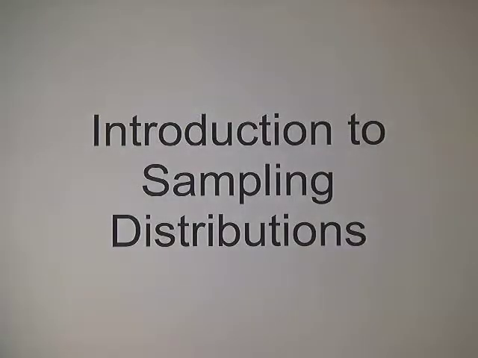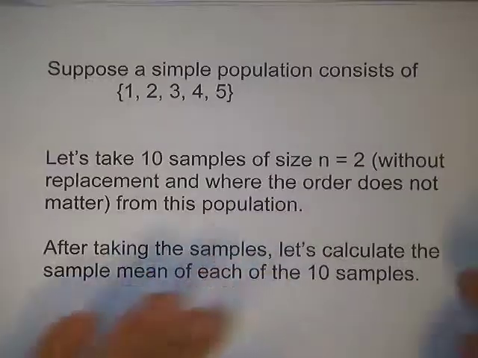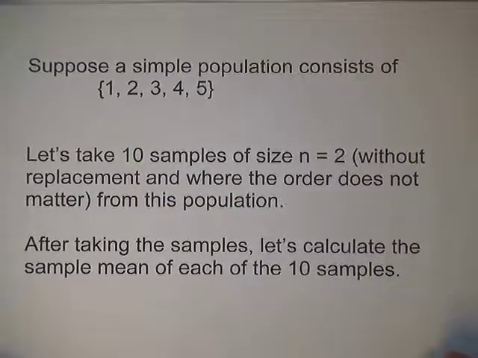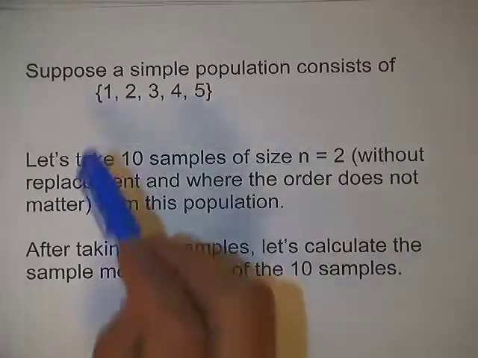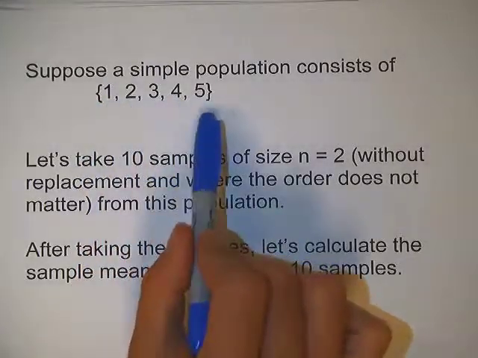Hi, this tutorial gives an introduction to sampling distributions. Alright, so let's start by looking at a very simple population. All the population consists of is five numbers, 1, 2, 3, 4, 5.